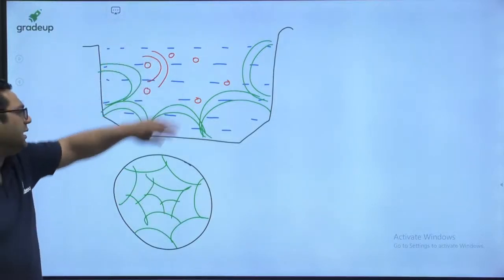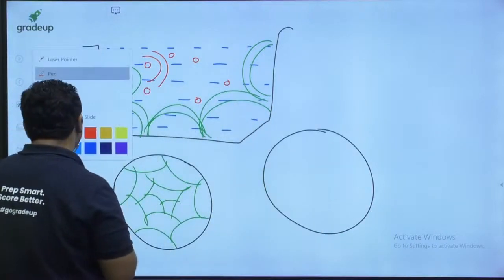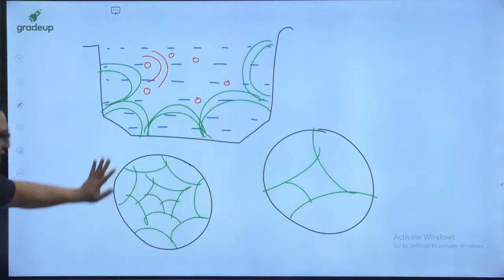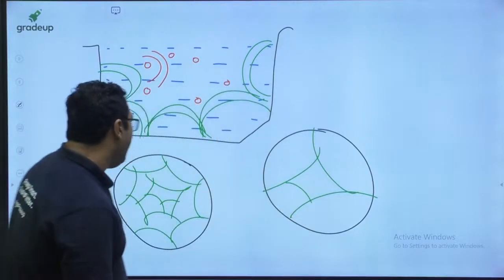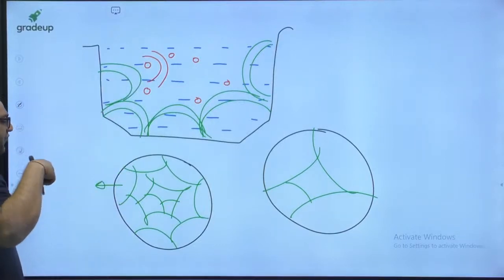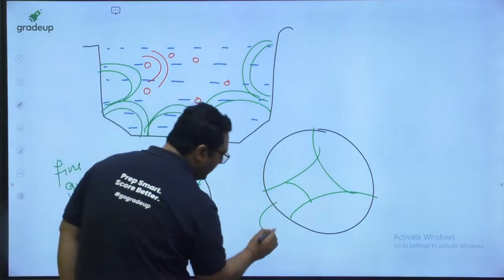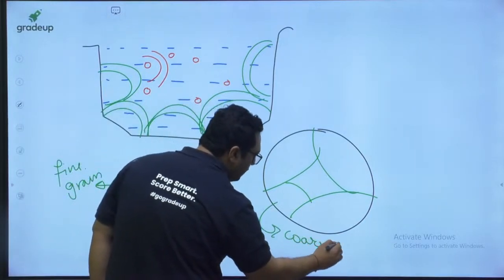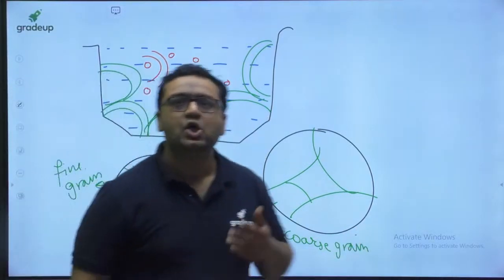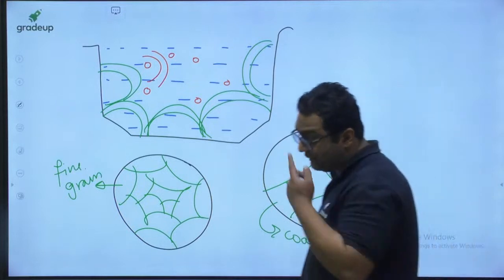But my dear, if you are not adding the BCC element, you may have very big grains like this. So this is said to be a fine grain structure, and this is said to be a coarse grain structure. And you are getting the fine grain structure because of BCC elements. That's why BCC elements are said to be grain size refiners. So we get a fine grain structure because of the application of BCC elements.